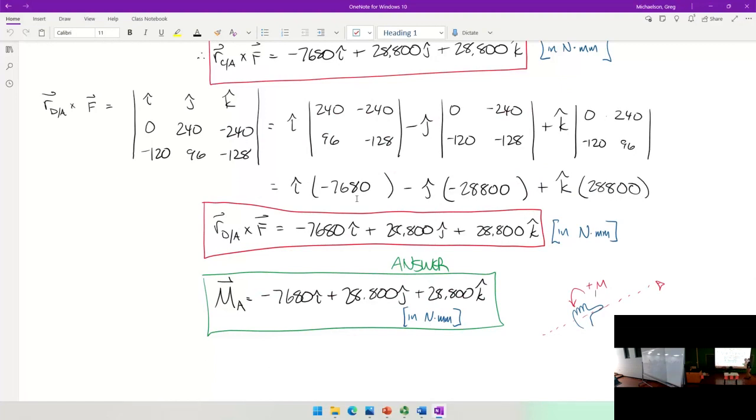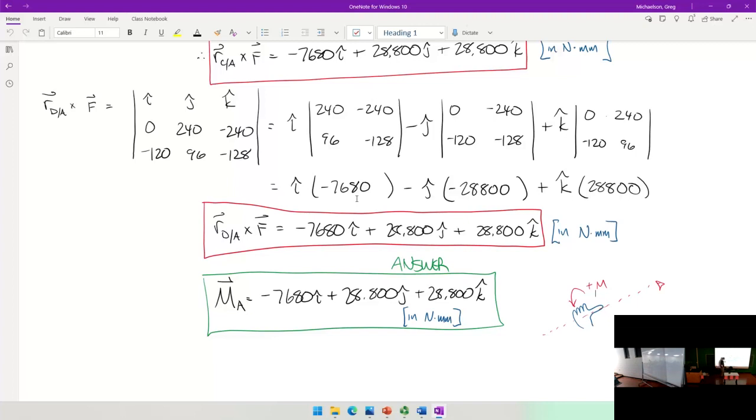So we have a vector in IJK notation, and we have these terms: negative 7,680 i, 28,000 some j, and 28,000 some k. Let's think about what those numbers are. Now remember, we do have the right-hand rule, but I want to again make sure it's clear what they represent. So, for example, this negative 7,680 represents a scalar quantity. Negative 7,680 is a scalar. But what is that? Well, that is the tendency that this moment has to cause rotation about the x-axis.